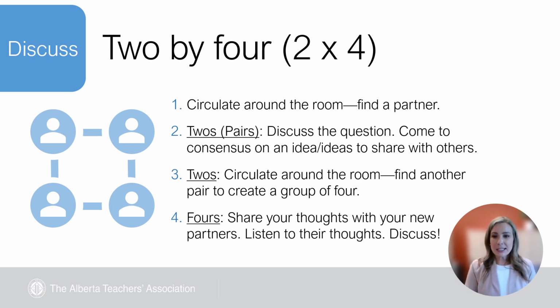And then the process is on the screen. The idea is that I get up, I circulate around the room, and I find a partner. I discuss the question that's on the screen, and we come to a consensus about the ideas that we want to share with other people. Then the two of us together as a two circulate around the room and find another partnership, another two, to create a group of four. We share our thoughts with our partners, they share their thoughts with us, and then we're finished the structure. So it's a great opportunity for folks to get in touch with multiple people in the room.